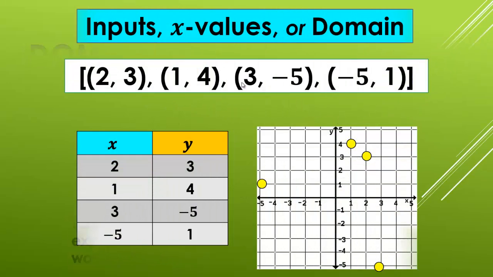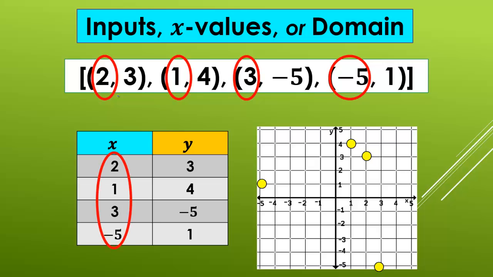That might help out. So, domain is inputs, x values, or domain. Those are all three interchangeable. If you're looking at coordinates, those would be the first number: 2, 1, 3, and -5. If you're looking at a table, that would be all the values in the first column. And if you're looking at a graph, that would be all the places where the points fall on the x-axis.